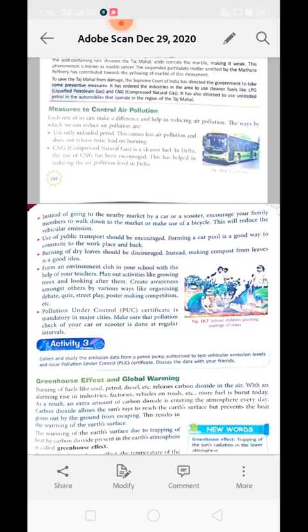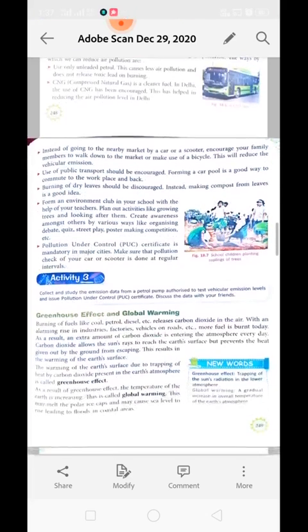Okay, Pollution Under Control (PUC) certificate is mandatory in major cities. It is making sure that the pollution check of every vehicle is done at regular intervals of time, because it stops the excess emission from the vehicle.